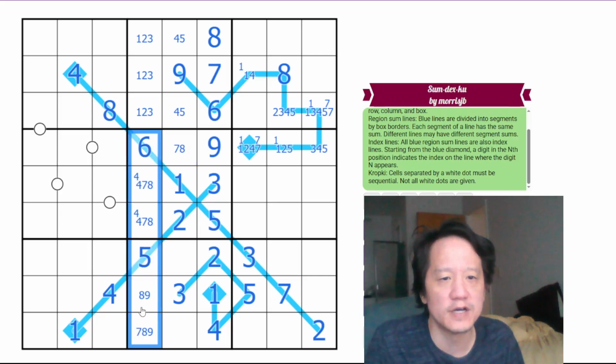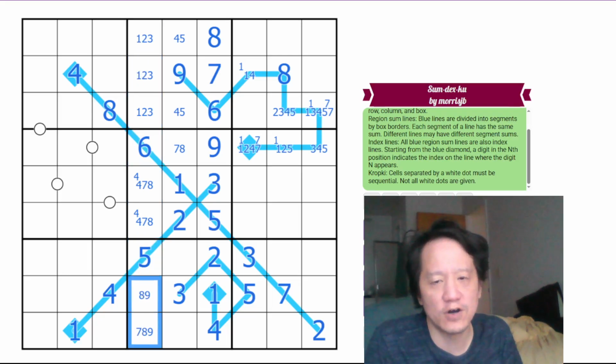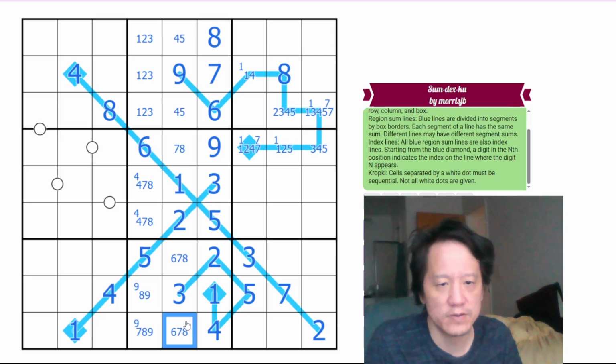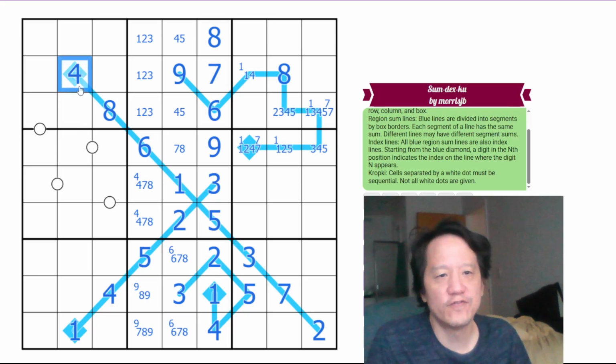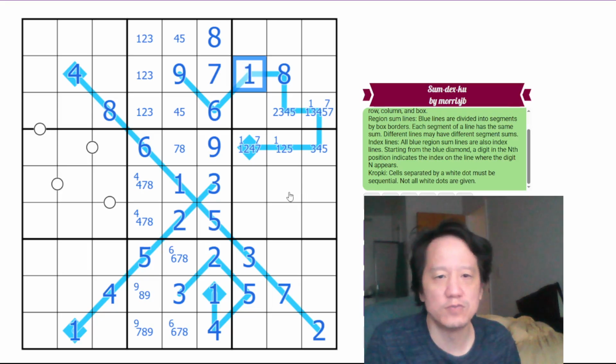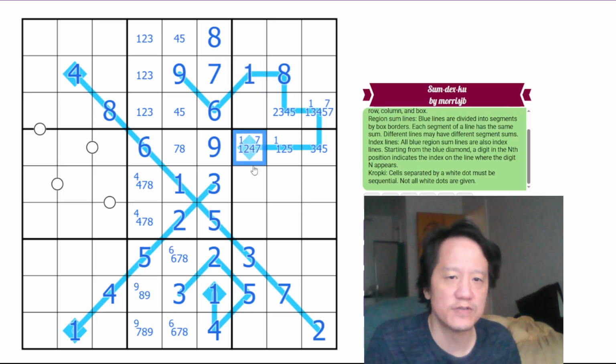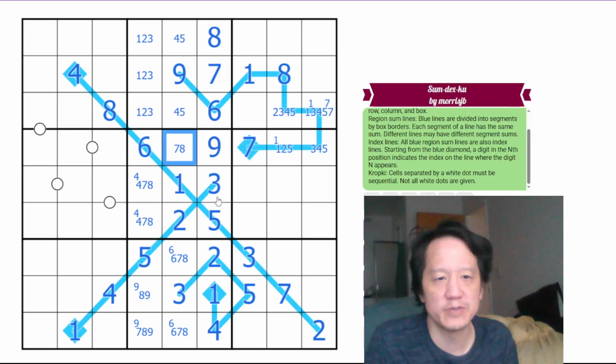Where is the 9 in column 4? It has to be one of those two. That leaves 6, 7, 8 here. And 6 has to be one of these two. The 4 here eliminates 4 here, so that's 1. That means that 7 has to be in the 1st spot. So this is 7, which eliminates 7 here, so that's 8, which means this can't be 8.